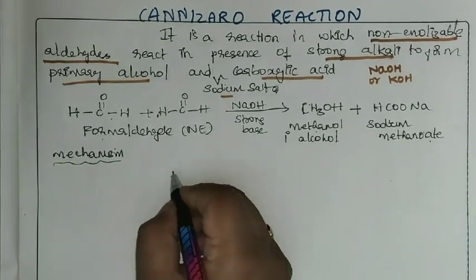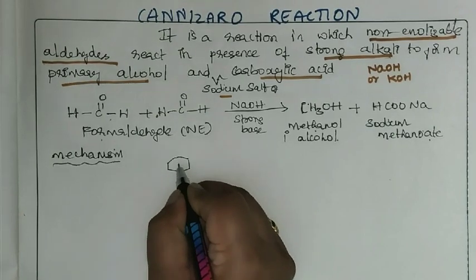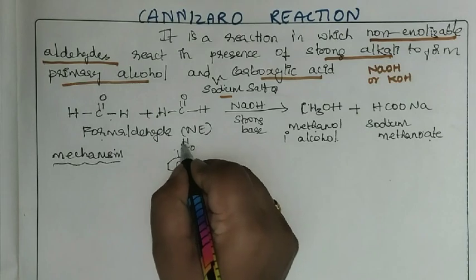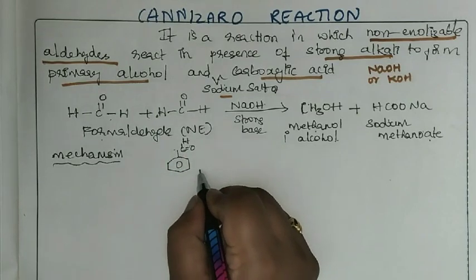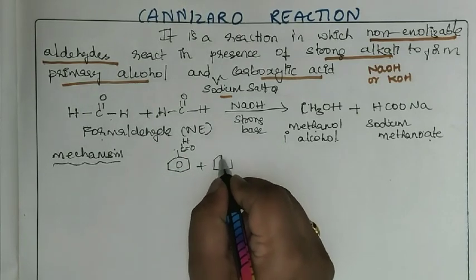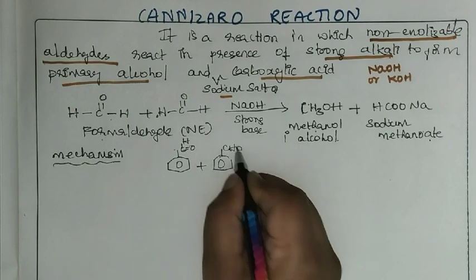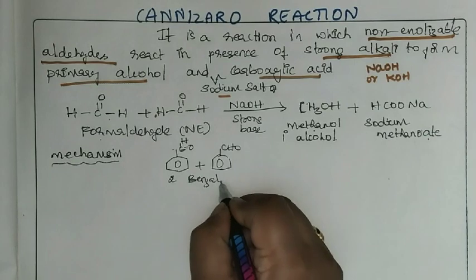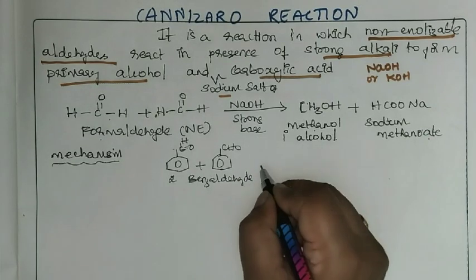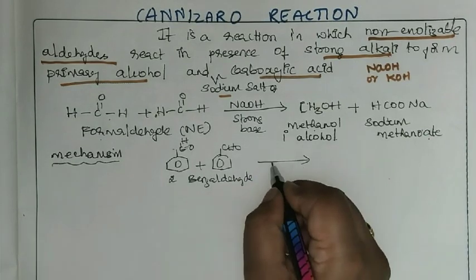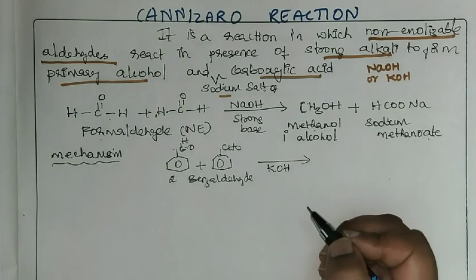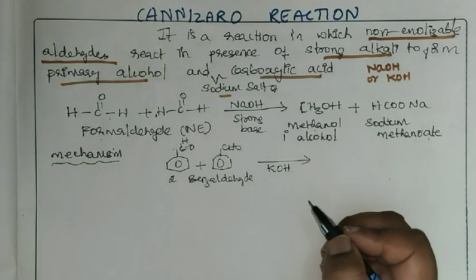So we can even take an example of benzaldehyde. Benzaldehyde also does not contain alpha hydrogen. It is a non-enolizable aldehyde, and 2 moles of benzaldehyde in the presence of a strong base. Let's take the example of KOH, that is potassium hydroxide.